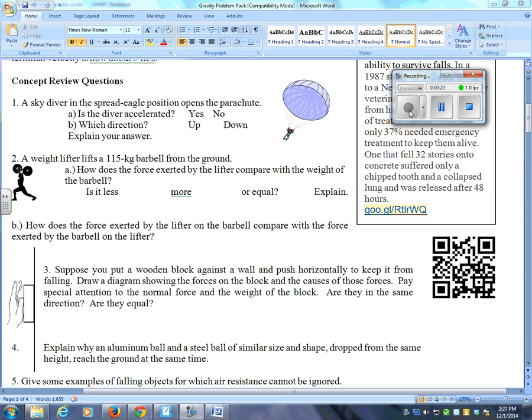I'm going to show you one more sample question, and then I'm going to give you some time to work and ask me questions. Tomorrow we're going to talk about how your weight fluctuates in an elevator. We'll move into frictional coefficient in the near future. Plan on a gravitational fields test approximately mid to end of next week.